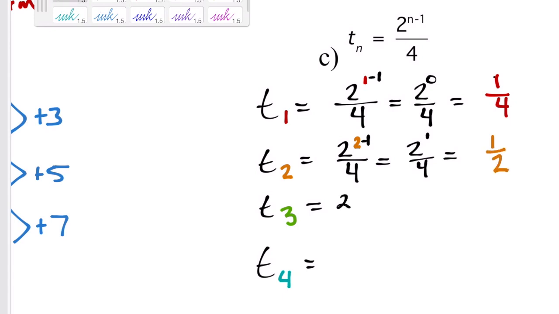The next one, I'm plugging in 3. So 2 to the 3 minus 1. 3 minus 1 would give me 2. So then 2 squared would give me 4. So 4 over 4 is going to simplify to 1.